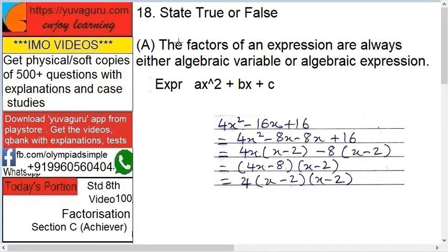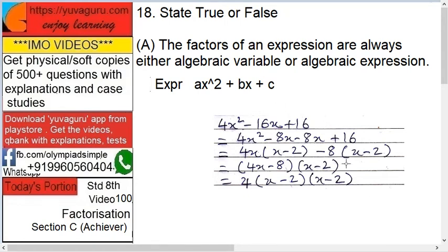State true or false, first one. Factors of an expression are always either algebraic variables or algebraic expressions. Algebraic expression means what? See this, ax square plus bx plus c. This is an algebraic expression, and variables means x or y. So do you mean that the factors are only these, ax square plus bx plus c, or x, or something related to x? No. Why?